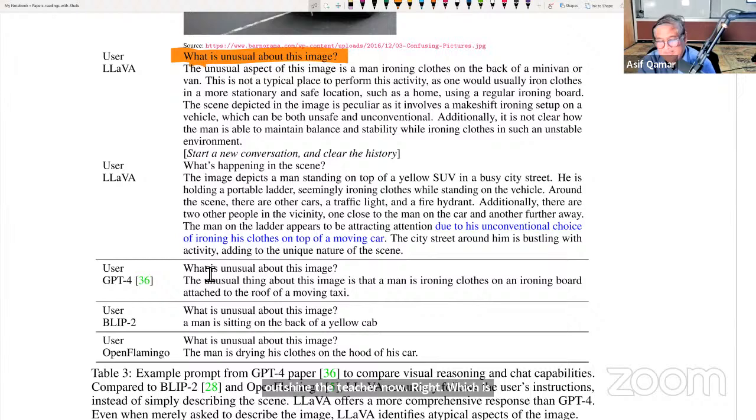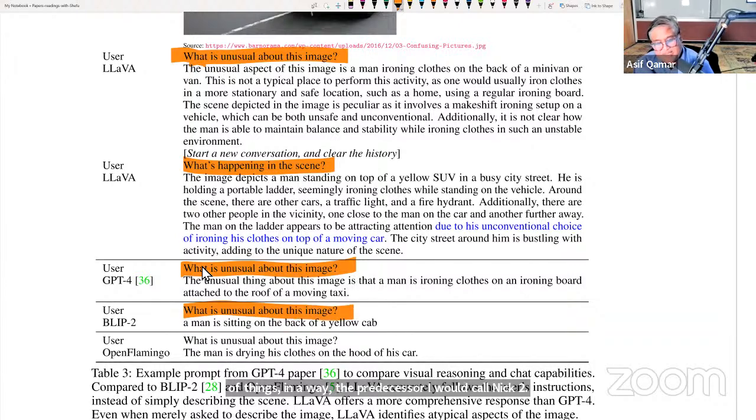The unusual thing about this ironing clothes, blah, blah, blah. Relative to that, look at the answer that LLaVA gave. So I'll just give you the same question. Look at the difference between LLaVA and GPT-4, right? And in contrast, in the natural progression of things, the predecessor I would call BLIP-2, you notice that when you look at the answer from BLIP-2, a man is sitting on the back of a yellow cab. It is actually factually incorrect.